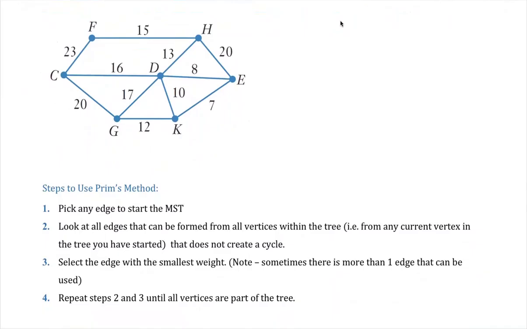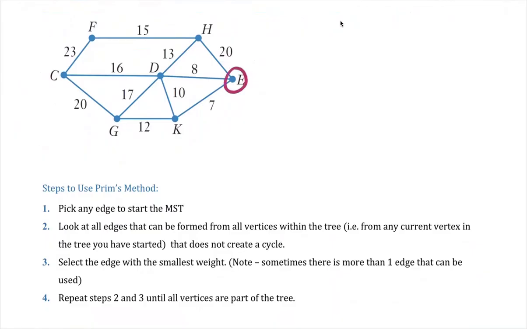So you can pick any edge to sort of start the MST, the minimum spanning tree. I'm probably going to rephrase that to say we can look at any vertex that we want to start with. It really doesn't matter where you'd like to start. For example, I might start over here at E.